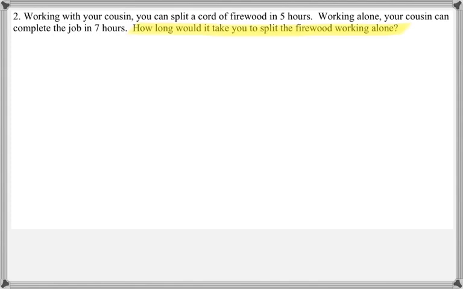be. So I'm going to let x be how long it takes you working alone.